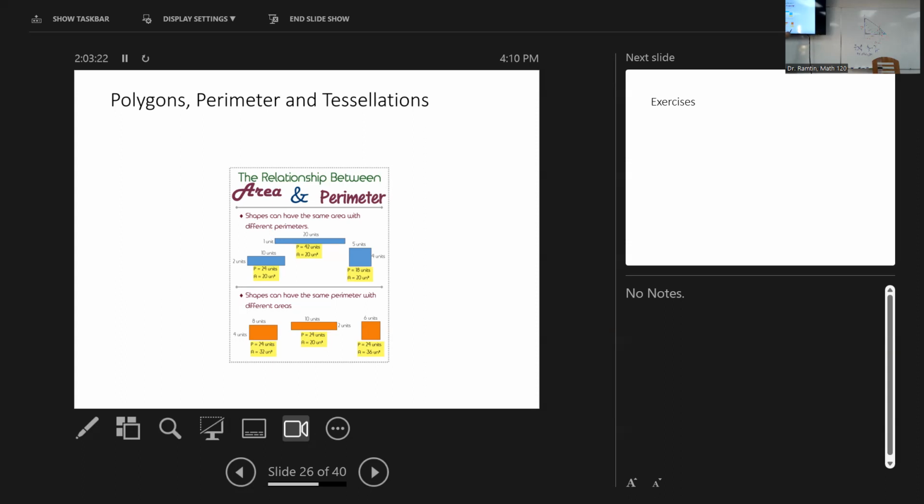Add these two together, multiply by 2, you get the perimeter. When you have a square, then 6 times 4 is 24, 6 times 6 you get 36, in square units. All right.